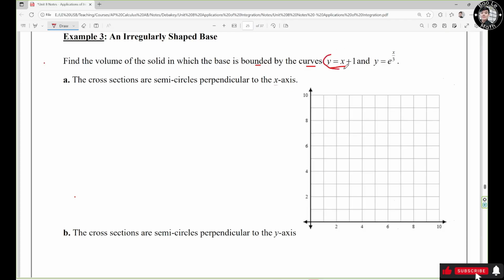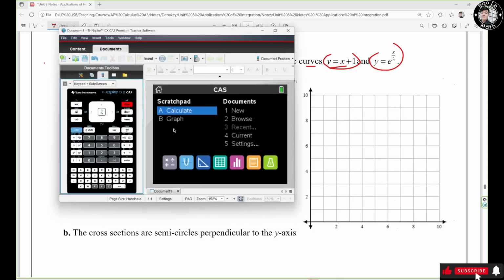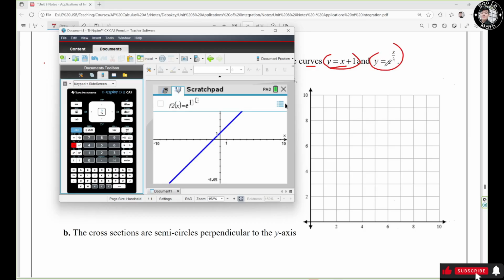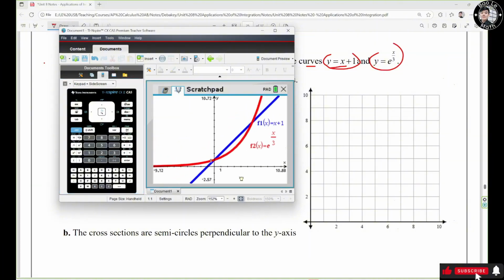So we're going to graph this one right here and this one right here on the calculator. You're going to hit add graphs right here. The first function is s plus 1. Hit enter. Now you're going to enter the second function, so hit tab. It's going to be e raised to the s over 3. Alright, so it's going to be right here.